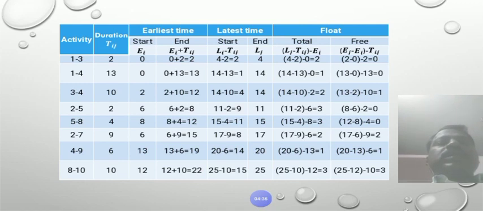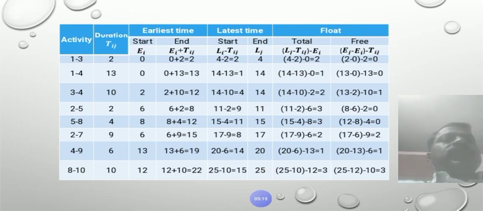The non-critical activities are 1 to 3, 1 to 4, 3 to 4, 2 to 5, 5 to 8, 2 to 7, 4 to 9, 8 to 10. Then the durations of the non-critical activities: 1 to 3 is 2, 1 to 4 is 13, 3 to 4 is 10, 2 to 5 is 2, 5 to 8 is 4, 2 to 7 is 9, 4 to 9 is 6, and 8 to 10 is 10. Then the earliest time and latest time are there, and then the free float and total float.